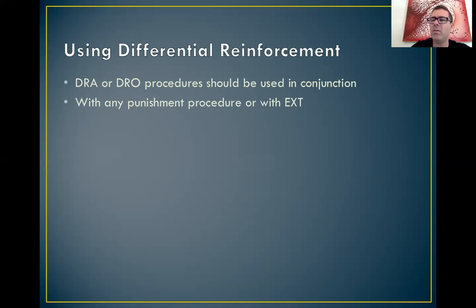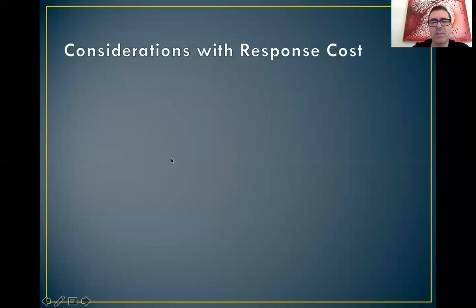Same with DRO. If you have DRO, you're reinforcing everything but the problem behavior. Usually when problem behavior occurs, you reset the timer, but there might be some punishment contingency in place as well. So if the problem behavior occurs, then punishment would be implemented. In this case, we're talking about either response cost or a timeout, so negative punishment contingencies.